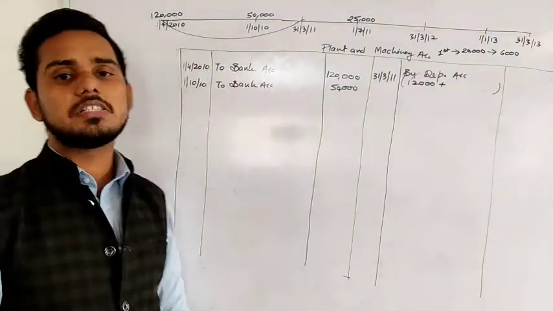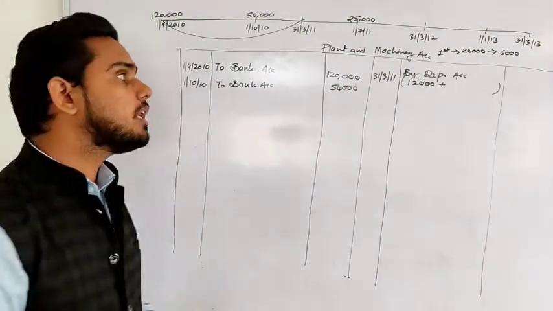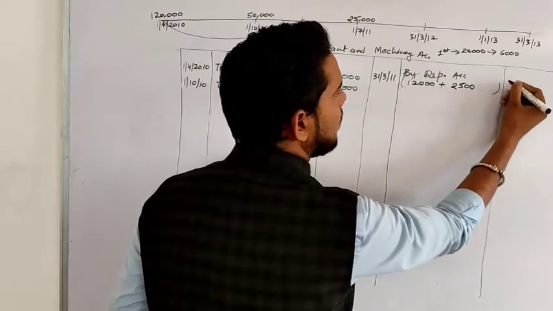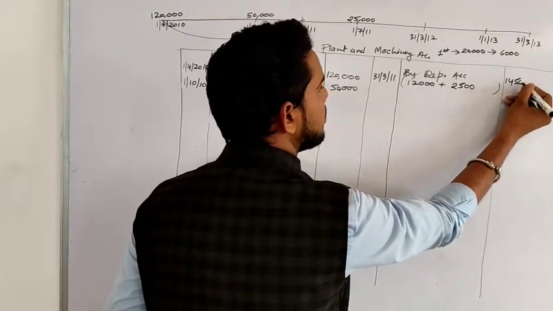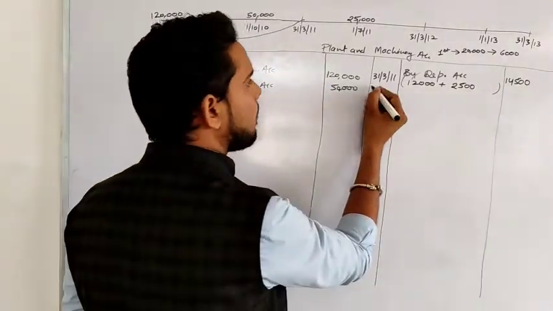But we purchased on 1st October. So October, November, December, and January, February, March. So if for the year it is 5,000, so for 6 months that will be 2,500, and the total depreciation will be 14,500. Okay. We have calculated the depreciation.